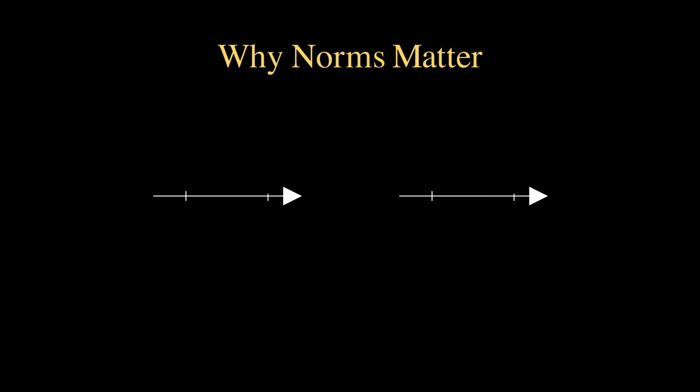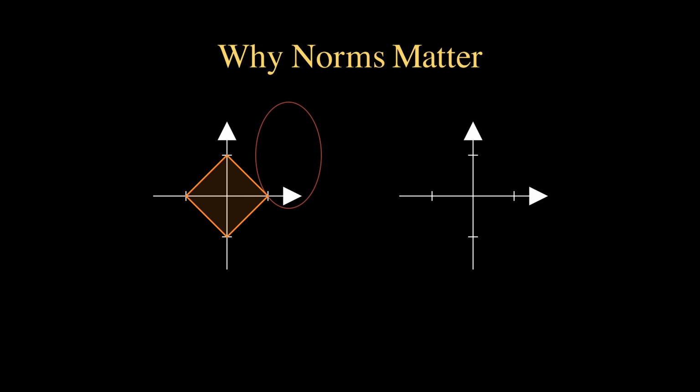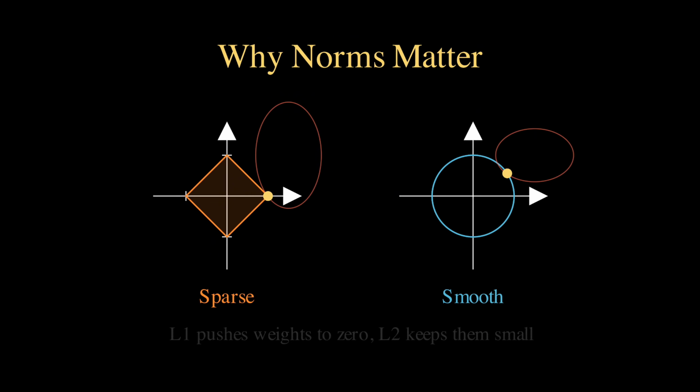In machine learning, norms drive regularization. An L1 penalty has a diamond-shaped constraint, so the optimum lands on a corner, or where a coordinate is 0. That's sparsity. An L2 penalty's smooth circle keeps all weights small, but non-zero. L1 pushes to 0, L2 keeps things small.